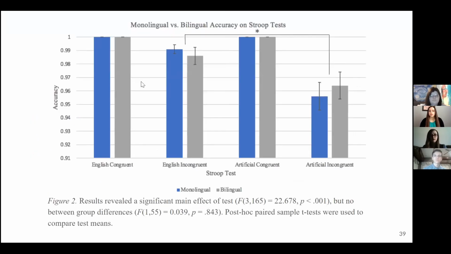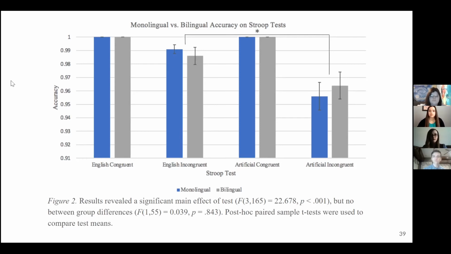So on the next slide, when looking at this graph, we can see that both the English incongruent and artificial incongruent Stroop tests were the ones that were driving that interaction. And we can see that this is basically just saying that the incongruent test had lower accuracy compared to both the congruent tests.